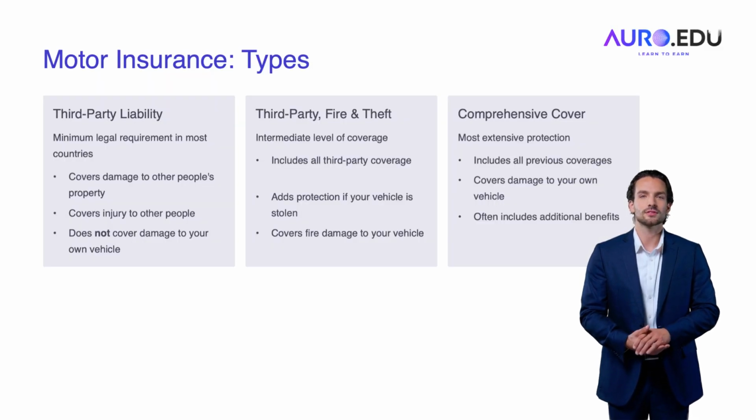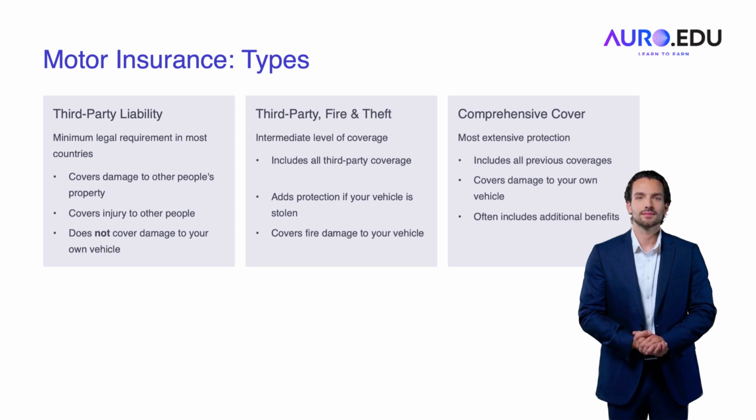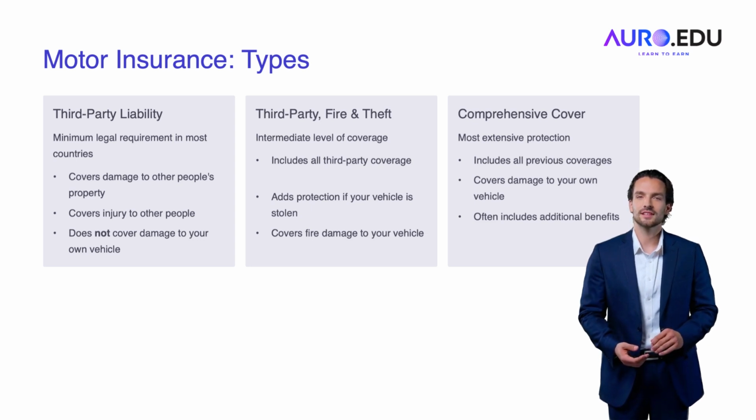Types of motor insurance. There are 3 main categories: third-party liability, basic coverage; third-party, fire and theft, adds theft and fire protection; and comprehensive cover, covers damage to your own vehicle too. The more comprehensive the coverage, the higher the premium. This tiered system allows people to choose based on their needs and risk tolerance. Economically, it balances accessibility with adequate protection.